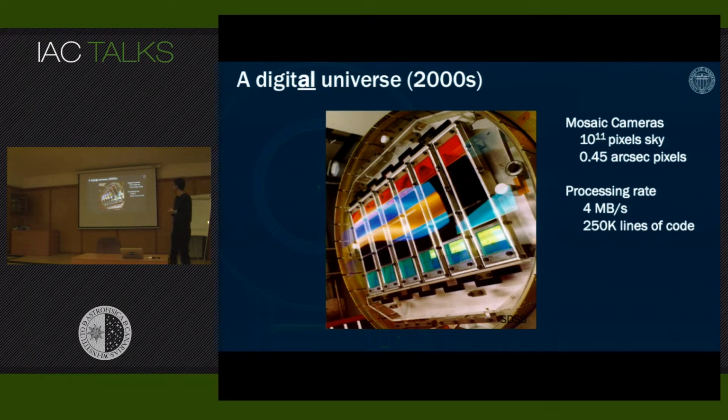Processing rate at that time was 4 megabytes a second, if you look at how much of the sky we were really downloading. And it took about 200,000 lines of code to process it for Sloan. So this is a point where we really are starting to get into software as being one of the key things in measurement. We're not talking anymore about thousands of lines of code, but hundreds of thousands of lines of code.